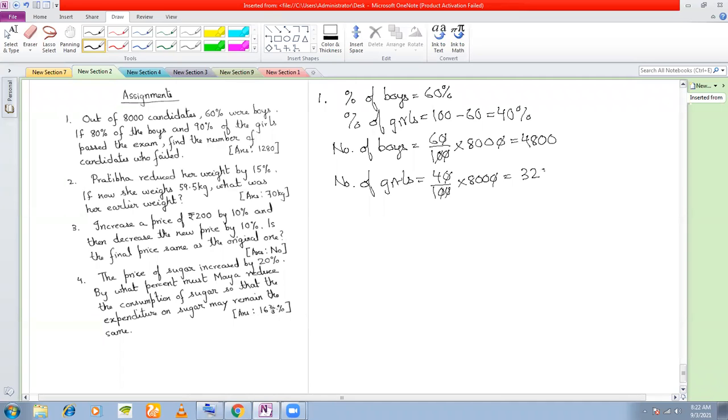It's 3,200. So out of 8,000 candidates, 4,800 are boys, 3,200 are girls. We have found that out. Now, if you see the next part, it says 80% of the boys and 90% of the girls passed. So number of boys that passed: 80% of the boys passed. That means 80% of the total number of boys. How many boys did we find? 4,800. So 80% of the boys passed. So how many boys passed?